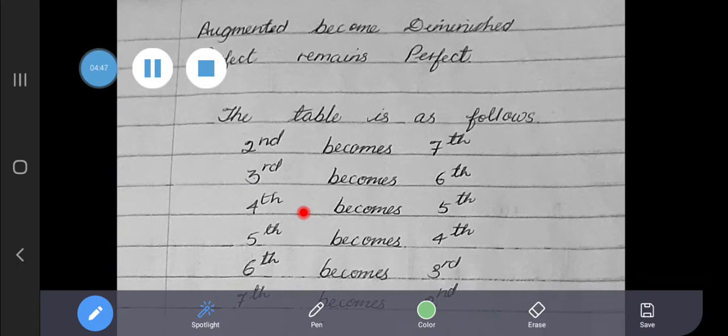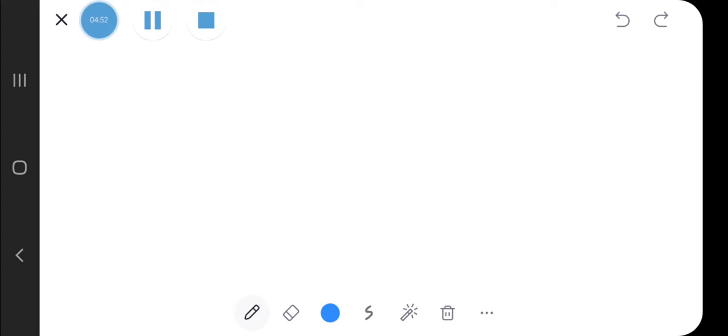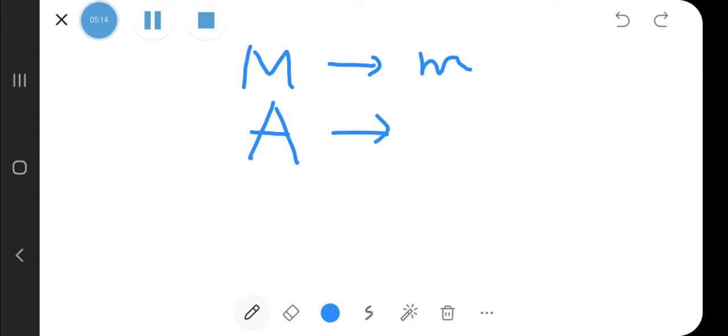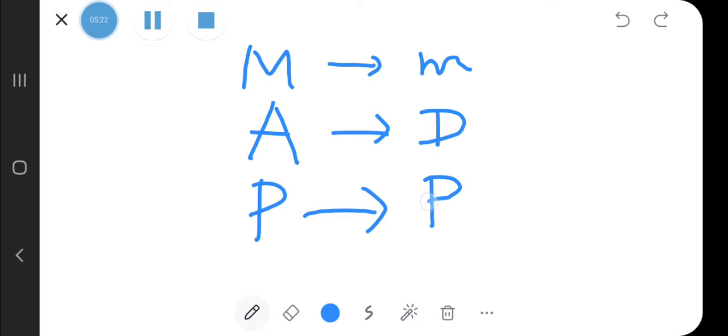And there is another thing you have to remember. When we invert a major interval, it becomes a minor. When we invert an augmented interval, it becomes a diminished interval. When we invert a perfect interval, it remains perfect.